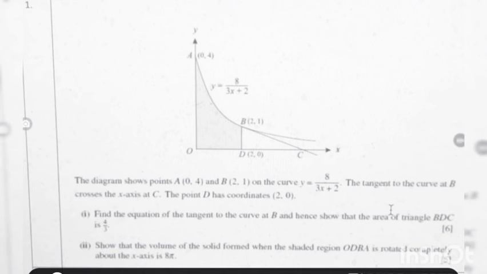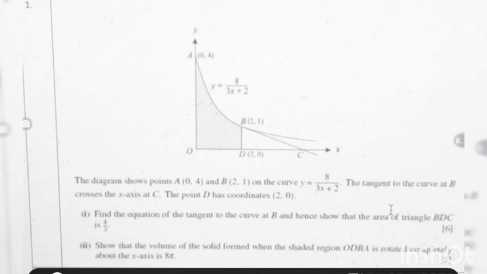In this video I'm going to share with you how to find the equation of the tangent to the curve, and then how to solve for the volume of the solid when the curve is rotated about the x-axis. Okay, so let's redo the question.